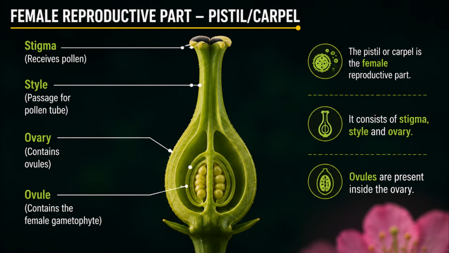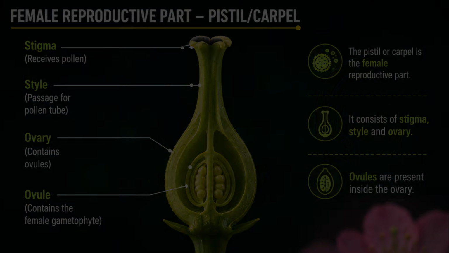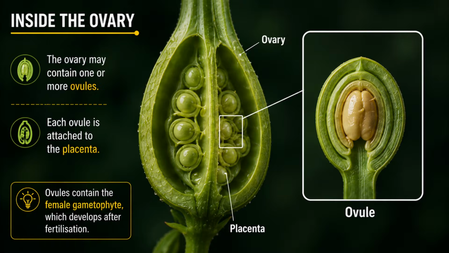Inside the ovules, the female gametophytic structure develops. So remember. Stigma receives pollen. Style provides the pathway. Ovary contains ovules. Let's now look inside the ovary. An ovary may contain one or more ovules. The ovules are attached to a tissue called the placenta.